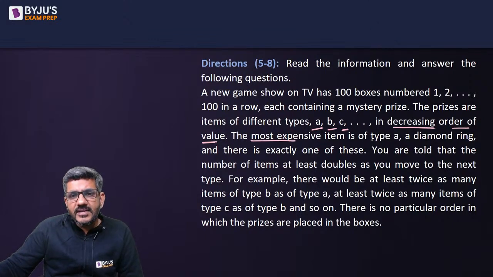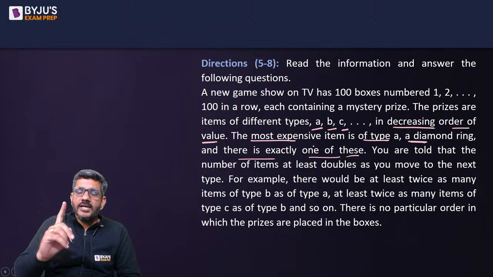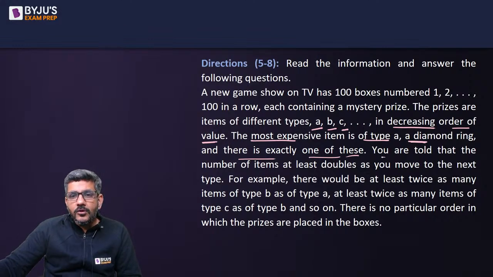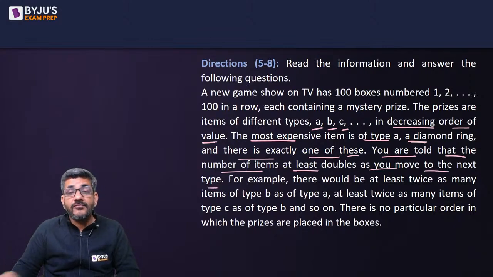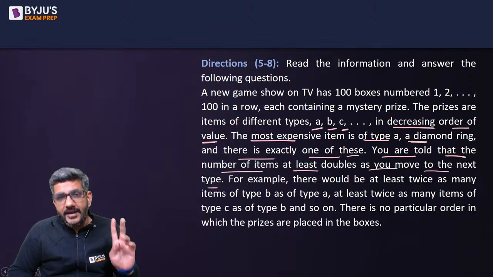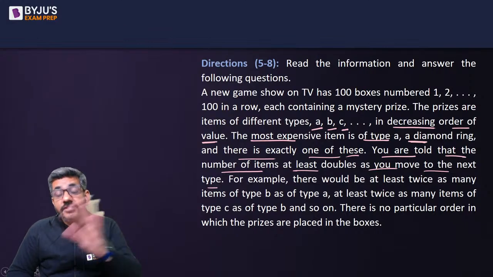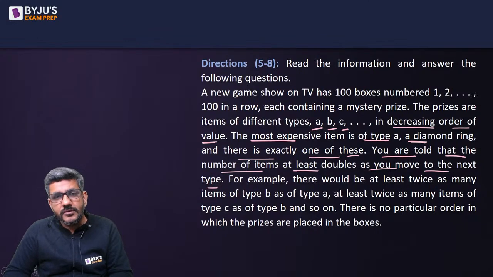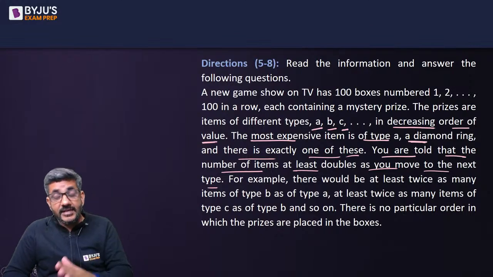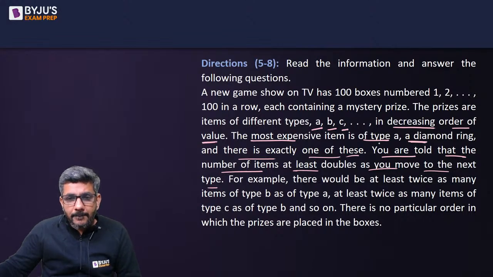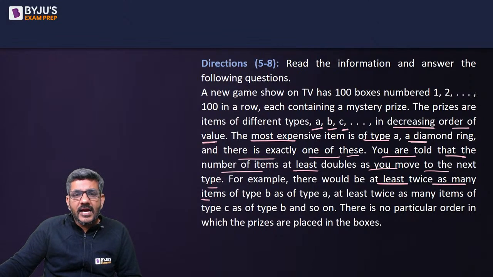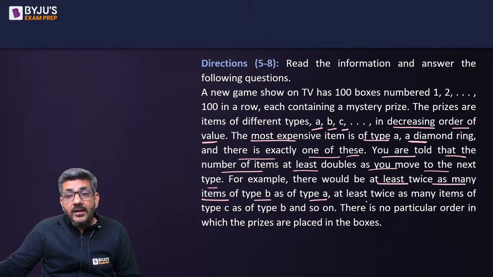The most expensive item is of type A, a diamond ring, and there is exactly one of these. So type A is only one. You are told that the number of items at least doubles as you move to the next type. That means for type B, we will have at least 2 items. For type C, we will have at least 4. If B is 2, then C would be at least 4. If C is 4, then D would be at least 8. If C is 5, then D would be at least 10. That way, it will be at least doubled. For example, there would be at least twice as many items of type B as of type A, at least twice as many items of type C as of type B, and so on and so forth.